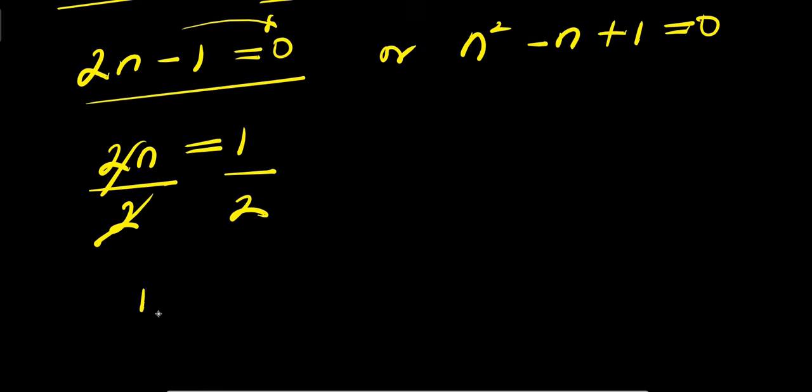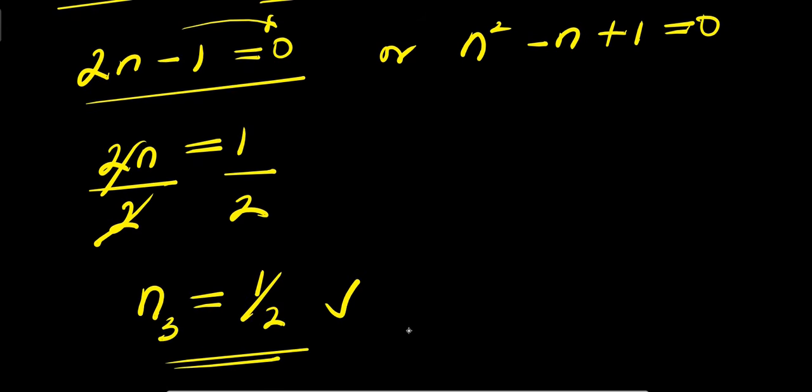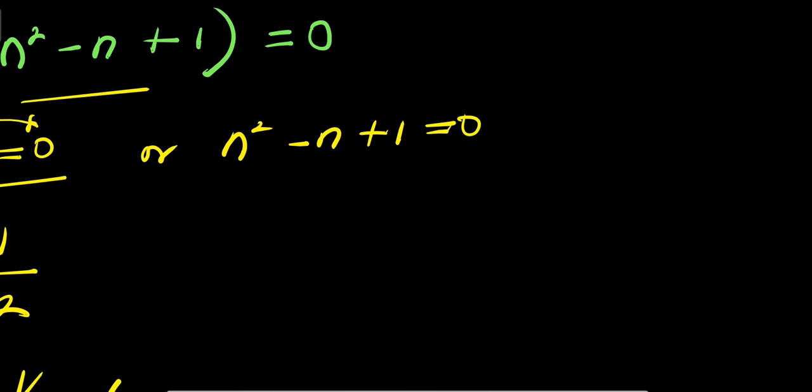So you have n equals 1 over 2. Let this be our n3. This is a real solution. Impressive. We have gotten one real solution. Now we have this quadratic equation again that we are going to solve using the formula method.